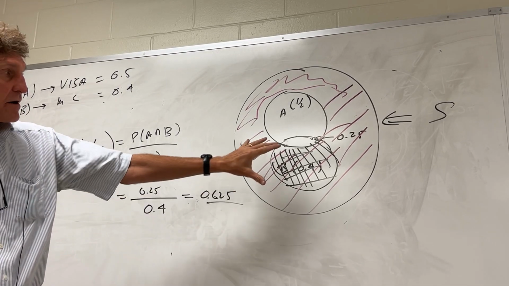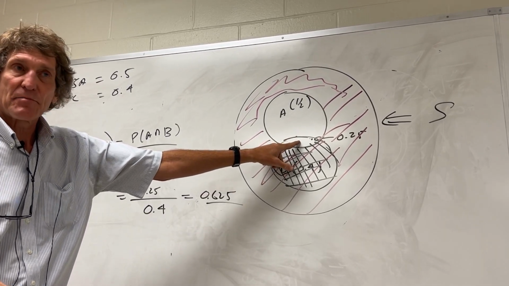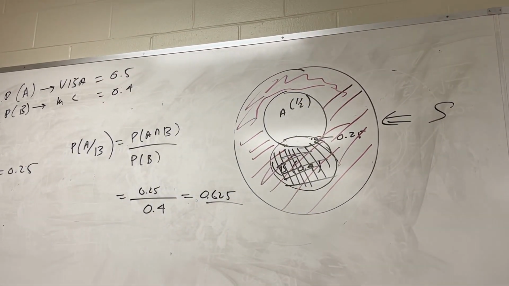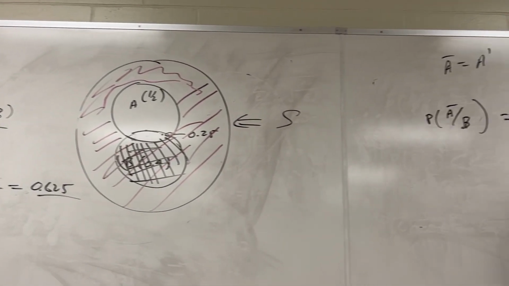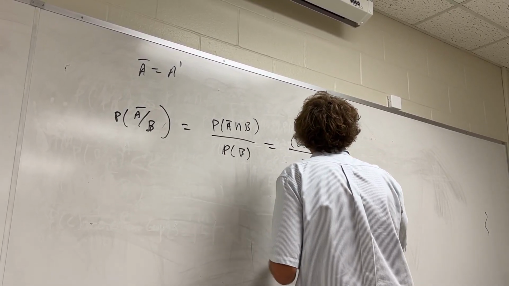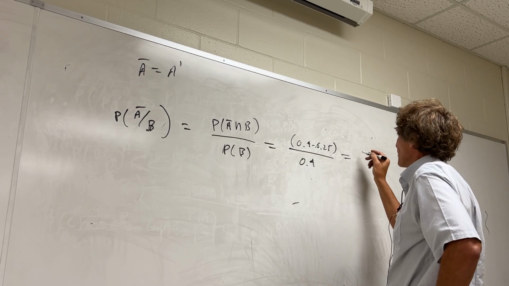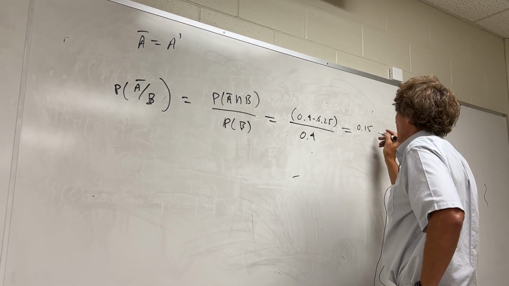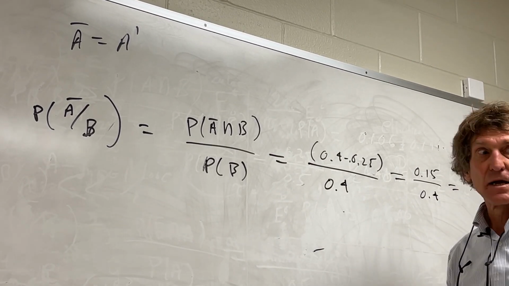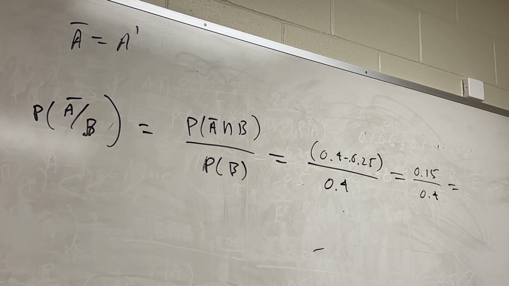So the whole area is 0.4, but we have to subtract 0.25 from it. So it'd be 0.4 minus 0.25, right? And that's what, 0.15? Over 0.4? Now check, is that the right answer? What is the answer?